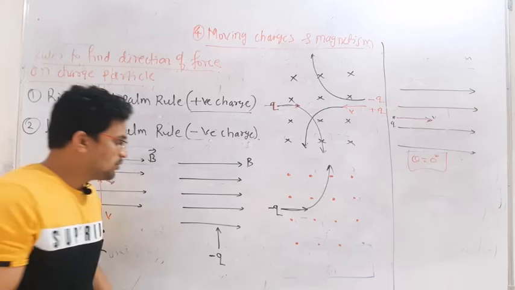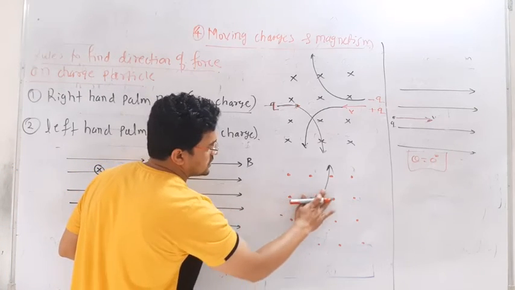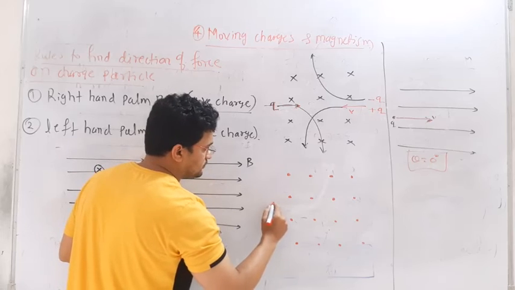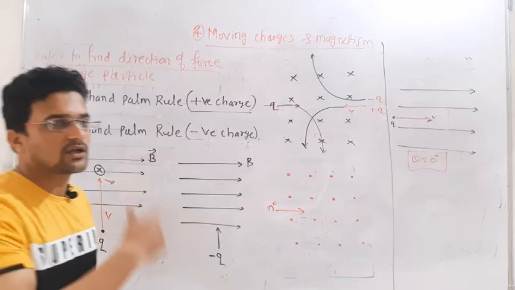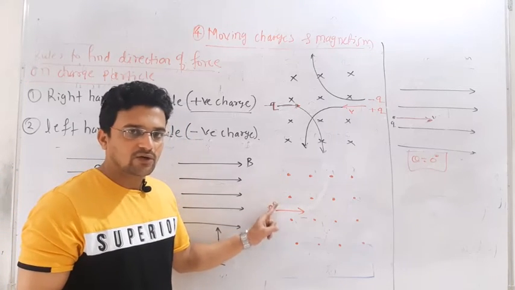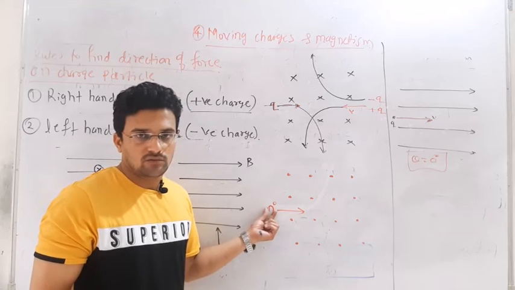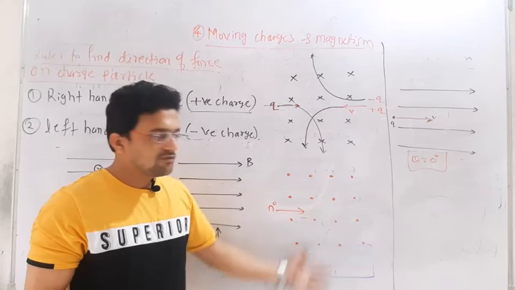Now suppose instead of this negative charge, I pass a neutron in this direction. What will happen? Pause the video and tell me the answer. Instead of a proton or electron, if I pass a neutron, which is a neutral particle, in which direction will this particle move?